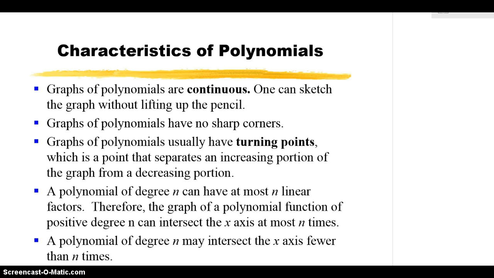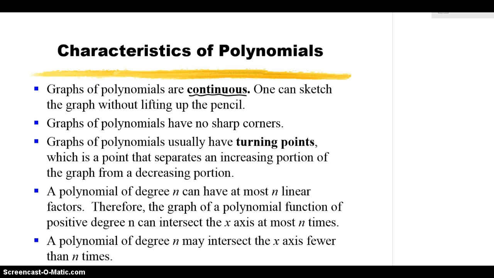Okay, so some characteristics here of polynomials that your book mentions, and you should read about in more detail. Graphs are always continuous for polynomials because any input is possible. We'll talk about that more later. One can sketch the graph without lifting up the pencil. That's the definition of continuous we're sticking with for now. And like I said, we'll expand on this later when we learn about limits.